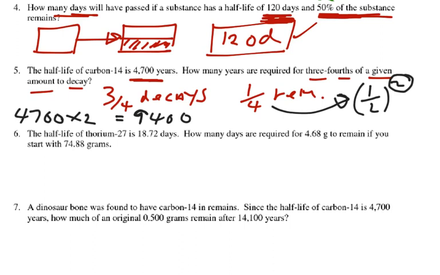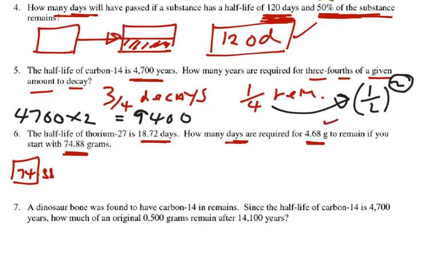We have a half-life of thorium-27, right? Given as 18.72 days, okay? And the question is asking how many days will pass for 4.68 grams to remain if you started with 74.88 grams. Now, there's more than one way to do this problem. You can put a box in the corner right here, start it with 74.88, and cut it in half until you get to 4.68, right?